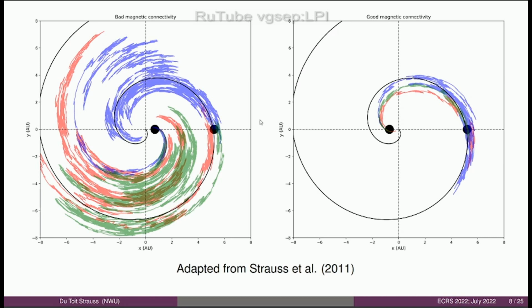Or you can even think of it as the guiding center of the particles, and you can see how they propagate for different magnetic connectivities. So in both cases, that second dot over there is Jupiter, and we look at two different observers. The first one is magnetically relatively well connected to Jupiter. The case on the left is badly connected.